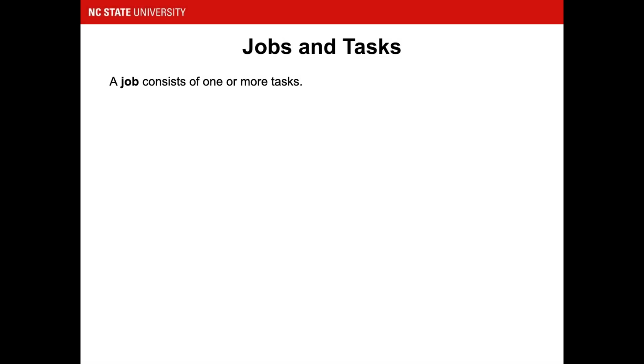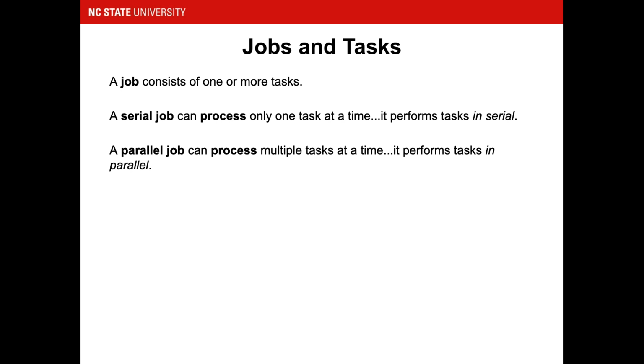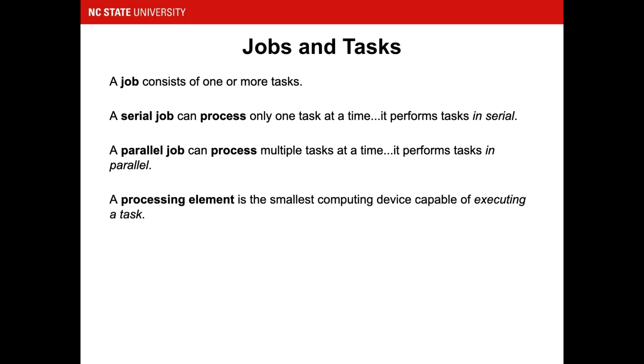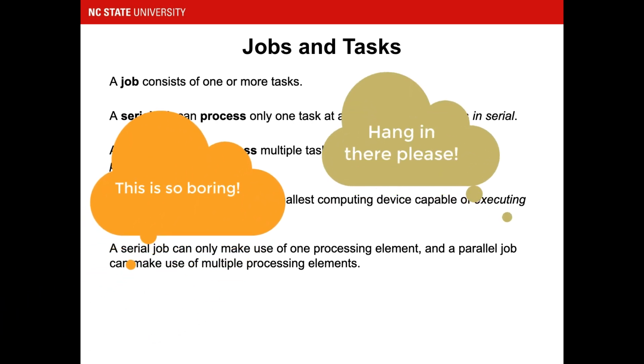A job consists of 1 or more tasks. A serial job can process only 1 task at a time. It performs the tasks in serial. A parallel job can process multiple tasks at a time. It performs tasks in parallel. A processing element is the smallest computing device capable of executing that task. A serial job can only make use of 1 processing element, and a parallel job can make use of multiple processing elements.